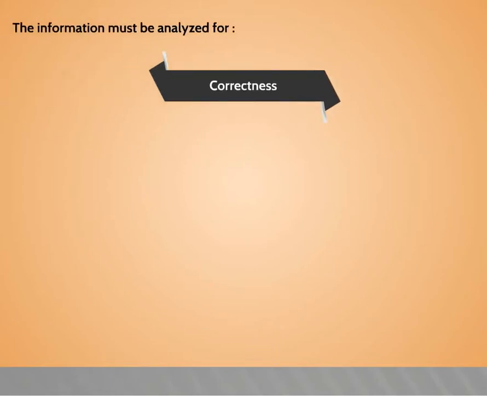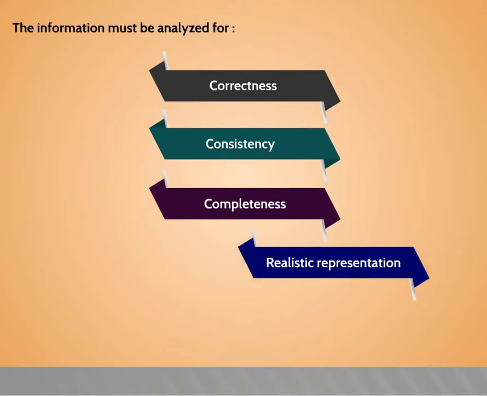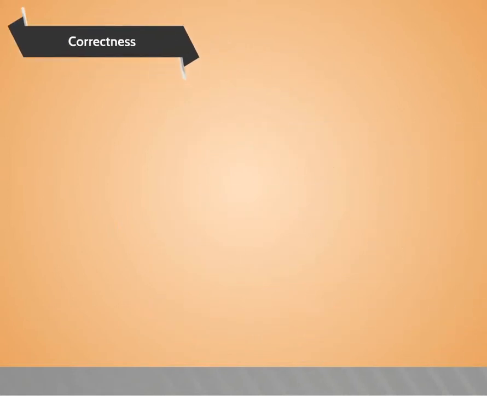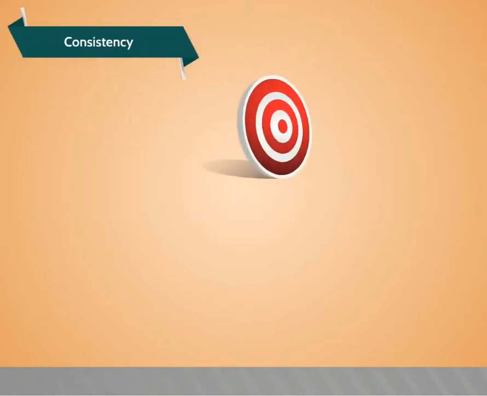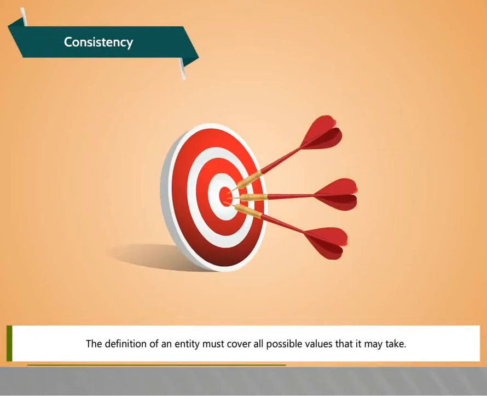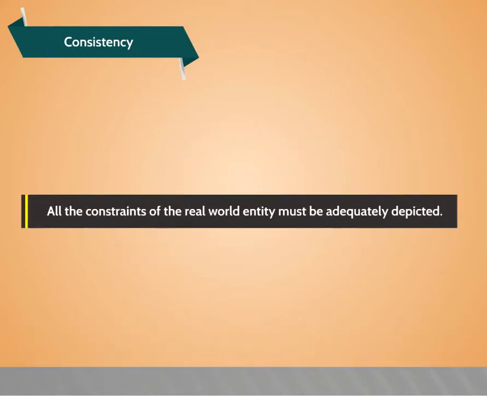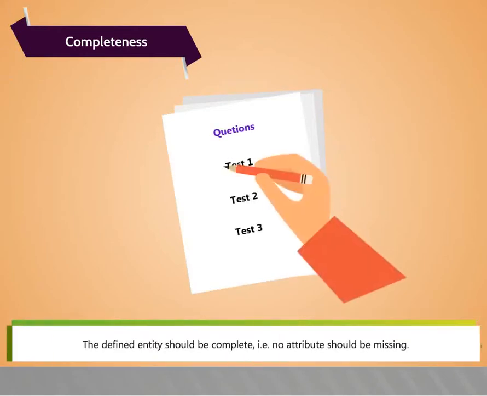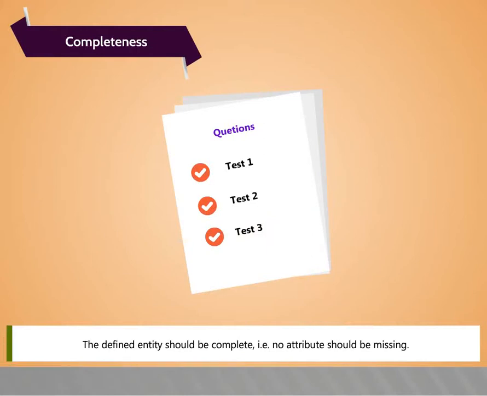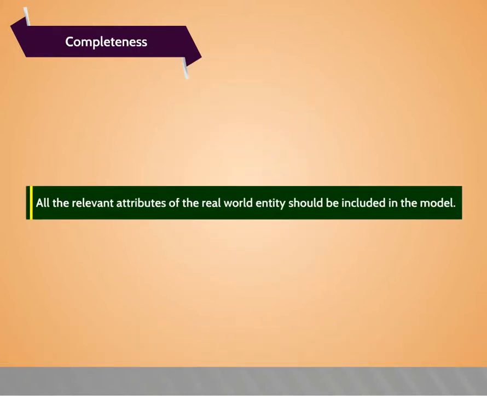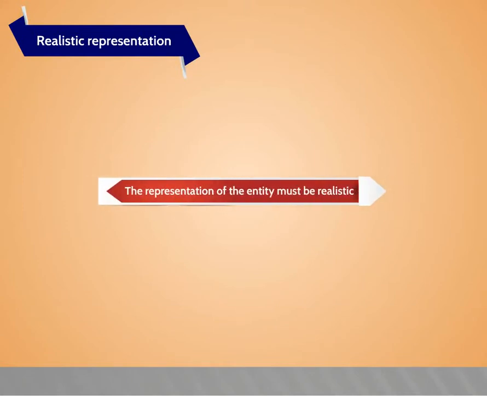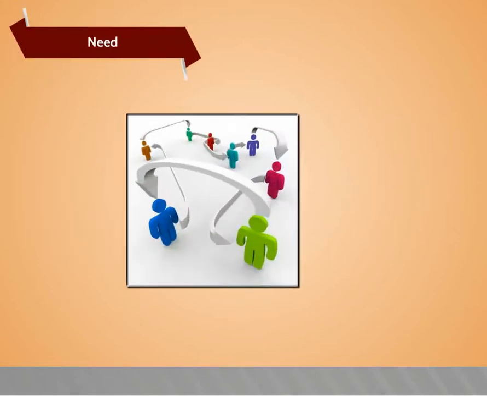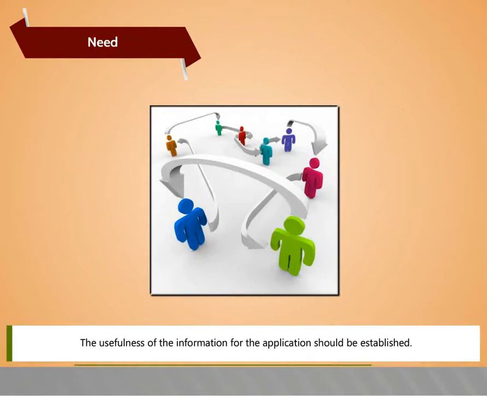The information must be analyzed for correctness, consistency, completeness, realistic representation, and need. Correctness: the information should represent the real-world system correctly. Consistency: the definition of an entity must cover all possible values that it may take. All the constraints of the real-world entity must be adequately depicted. Completeness: the defined entity should be complete, that is, no attribute should be missing. All the relevant attributes of the real-world entity should be included in the model. Realistic representation: the representation of the entity must be realistic. Need: the usefulness of the information for the application should be established.